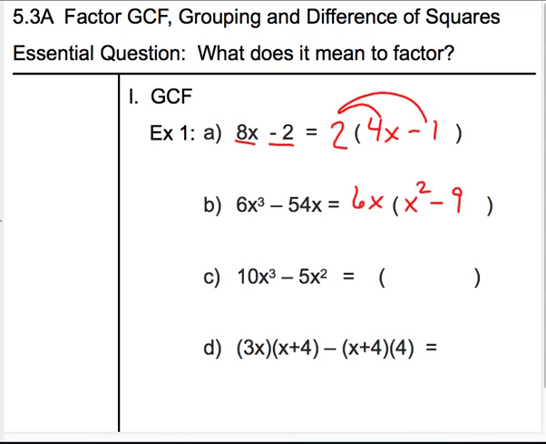x squared minus 9 is actually a difference of squares, so this one we could continue to factor, but we'll take a look at combination factoring later.